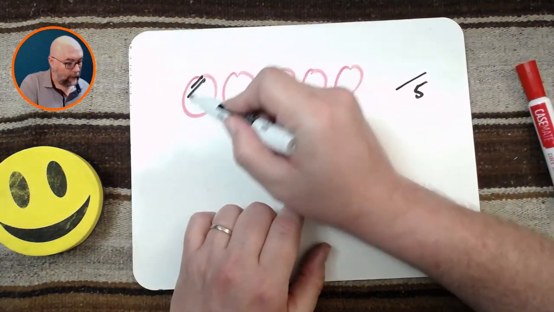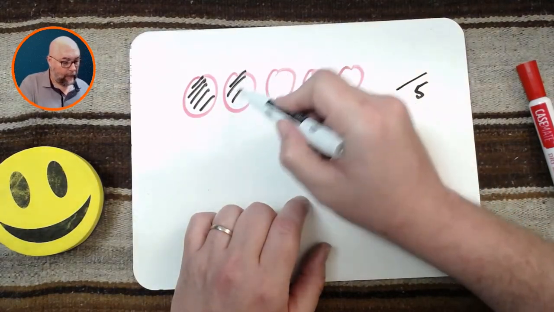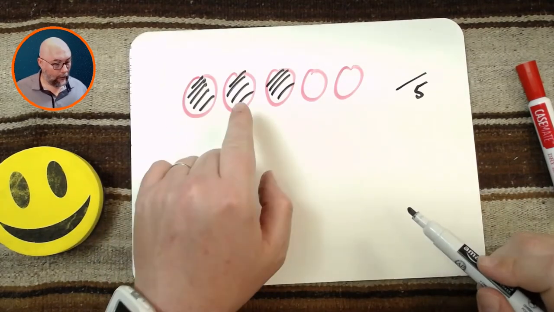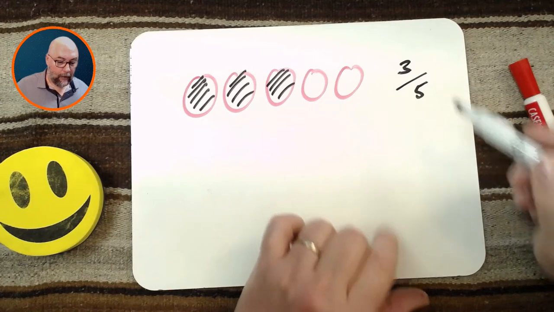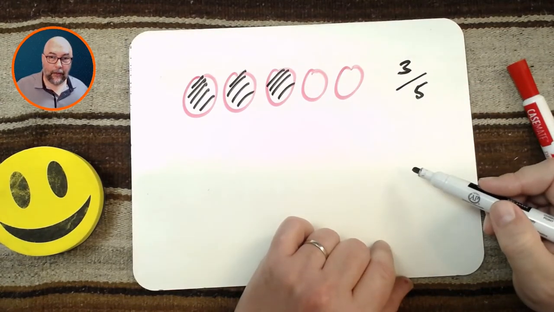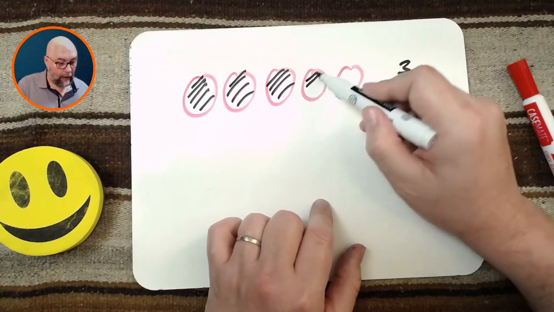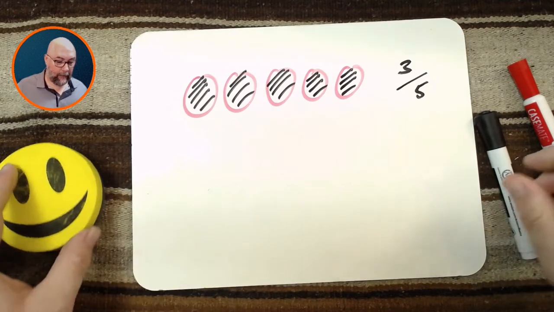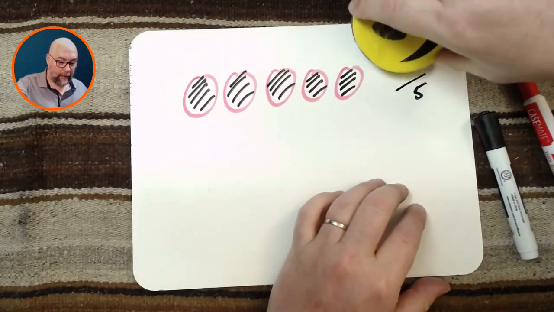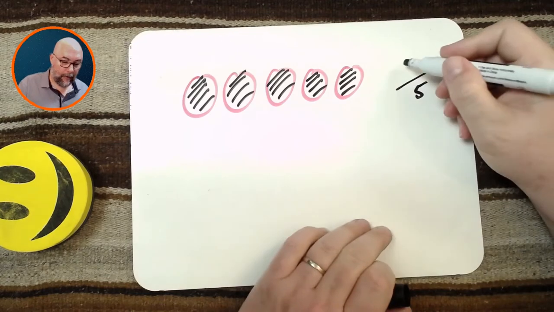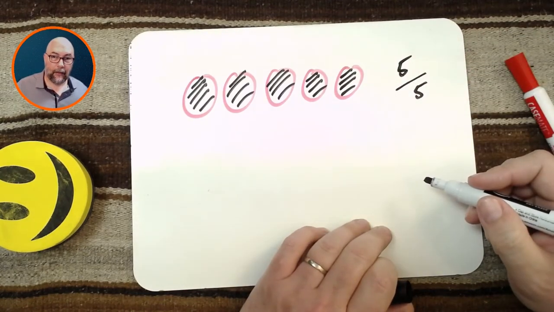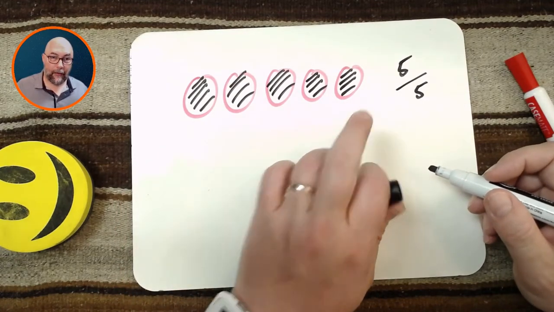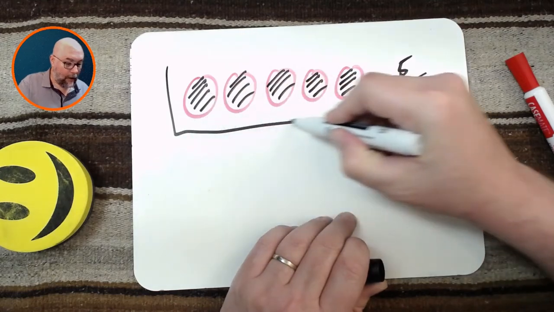Now, how many cookies are covered in chocolate? Well, let's see. So how many cookies are covered in chocolate? 1, 2, 3. 3/5 are covered in chocolate. Now how many are covered in chocolate? 5/5 are covered in chocolate.